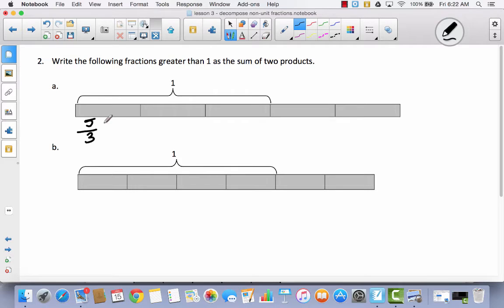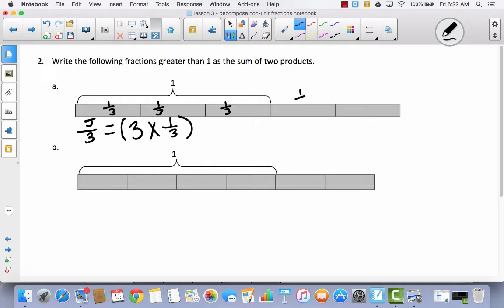The first thing we're going to do is write a multiplication sentence to represent the whole. So I've got 1, 2, 3, 1/3. So I'm going to put this in parentheses: 3 times 1/3. That's the same thing as saying I've got 1/3, 1/3, 1/3. So instead of saying 1/3 plus 1/3 plus 1/3, I'm saying 3 times 1/3.